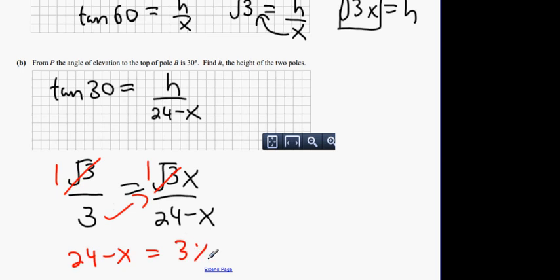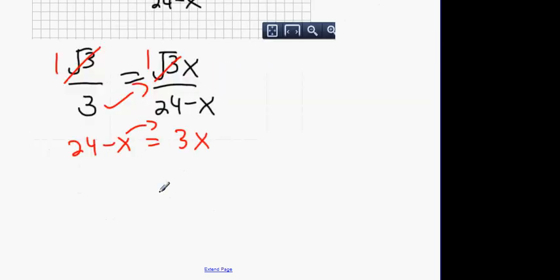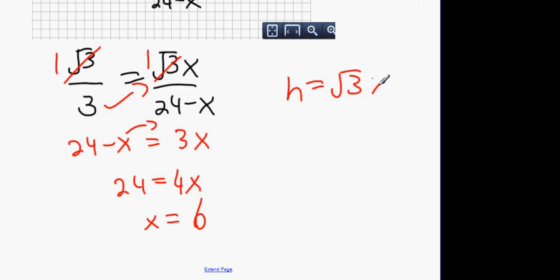3 times x. Move x over the other side. 24 equals 4x. X therefore must be 6. Yeah? And what do we say h is equal to again? Root 3x. H therefore must be 6 root 3.